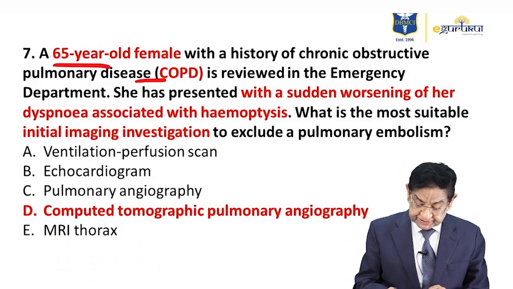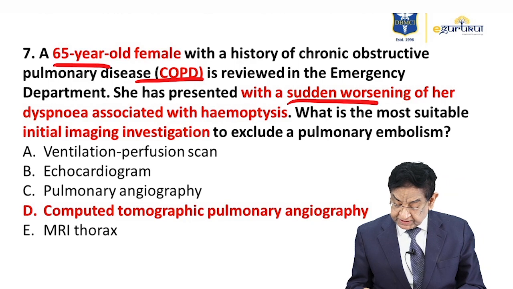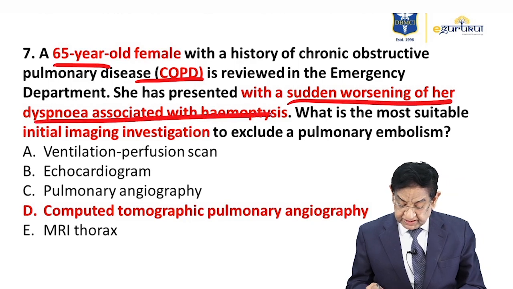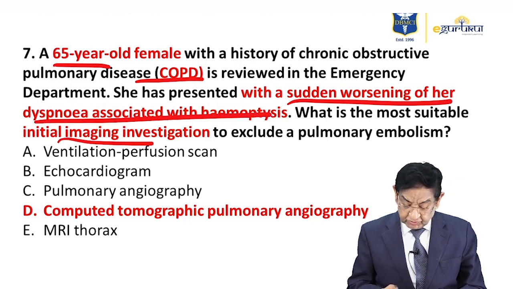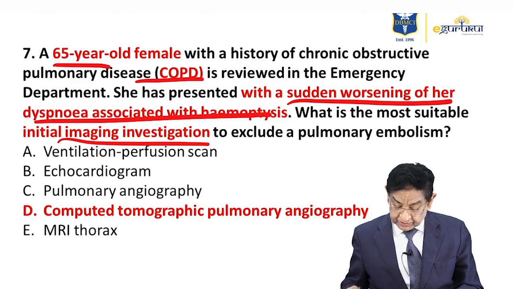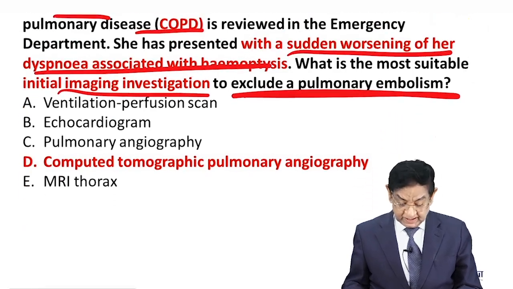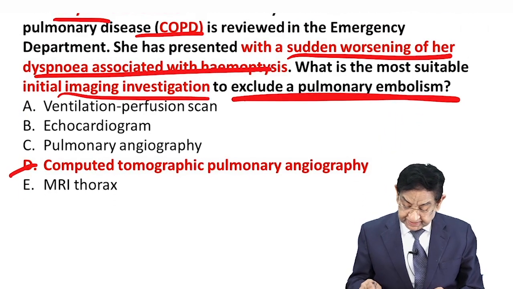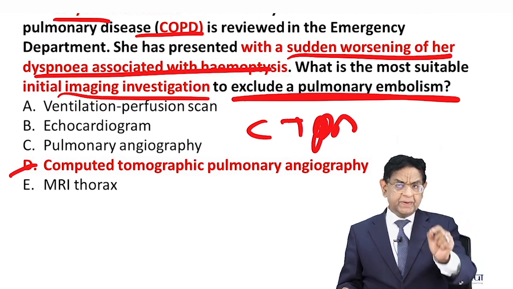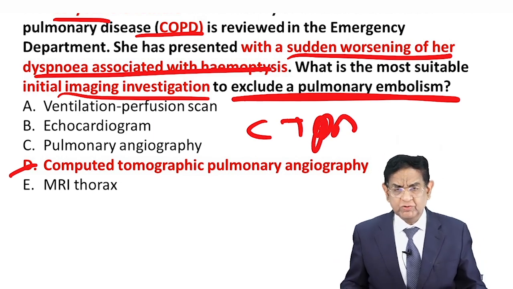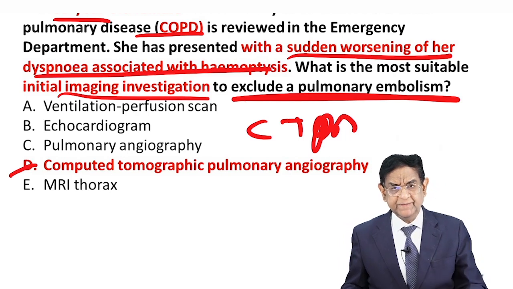A 65-year-old lady, COPD patient, sudden worsening of her dyspnea with hemoptysis. What is the best initial investigation to exclude pulmonary embolism? Now the answer is CTPA. He has COPD and now you want to rule out pulmonary embolism, go for CTPA.